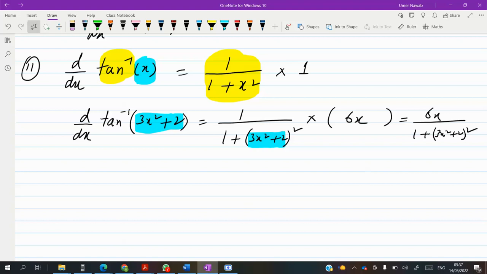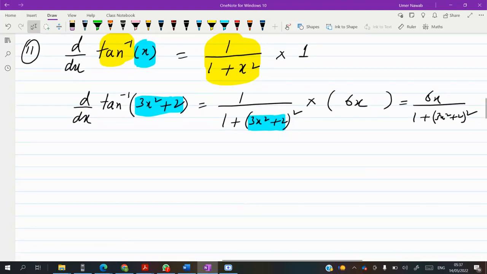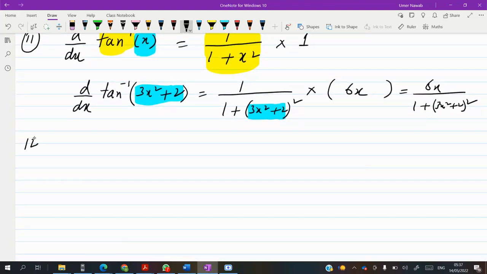And then do we have any other trigonometric function left? No, khalas. So now we go to the product rule of differentiation.